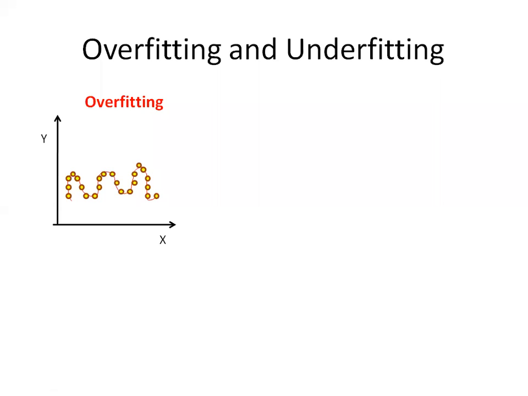The curve you can see in this graph almost covers each and every dot. Every single point has been covered with the help of this curve, and that is called overfitting. That means the model fits the data points too closely. Next is underfitting. There is a big difference between overfitting and underfitting.